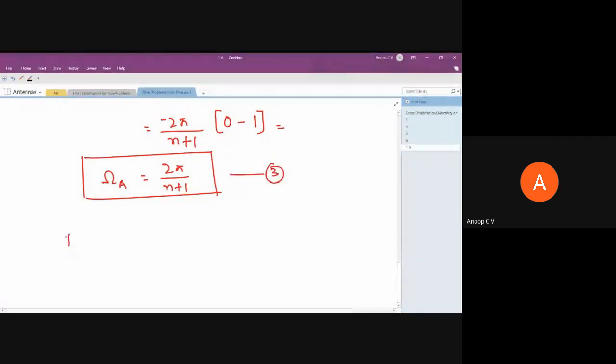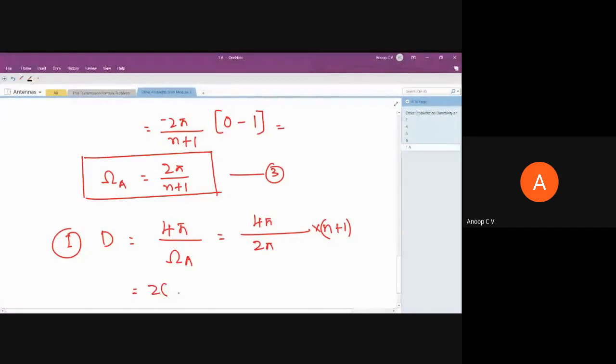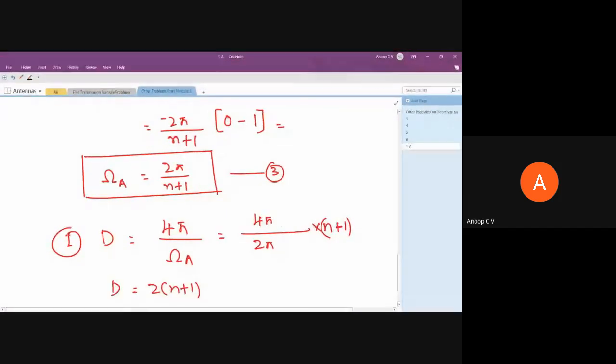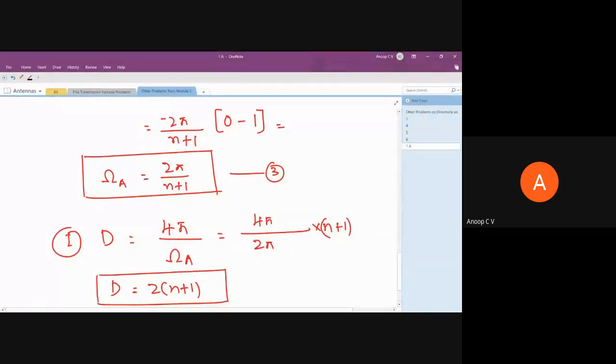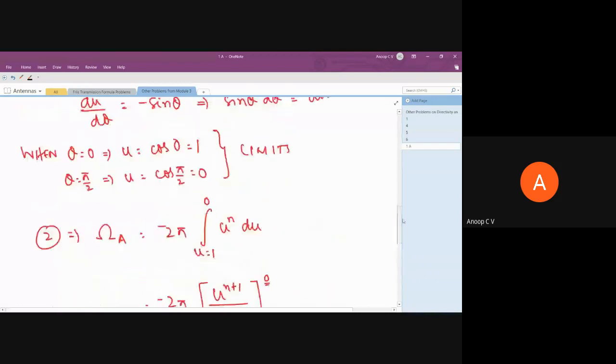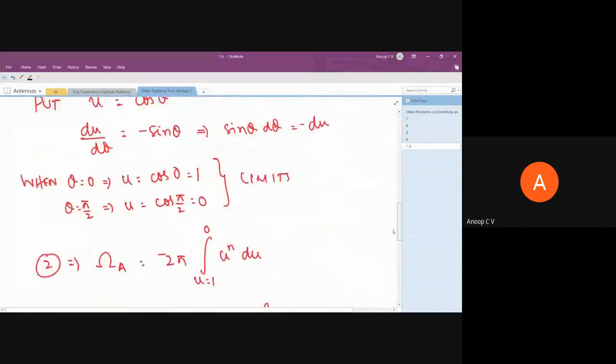Now, equation number 1 implies directivity D is equal to 4 pi divided by omega A, that is equal to 4 pi divided by 2 pi by n plus 1, which is equal to 2 into n plus 1. So directivity is equal to 2 into n plus 1. This is how we can prove it. This was asked: prove that if this is the pattern, directivity is 2 times n plus 1. So we got it.